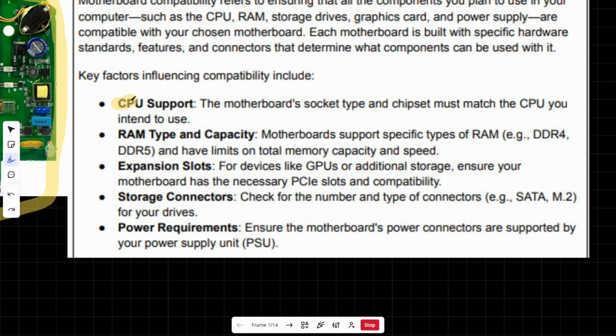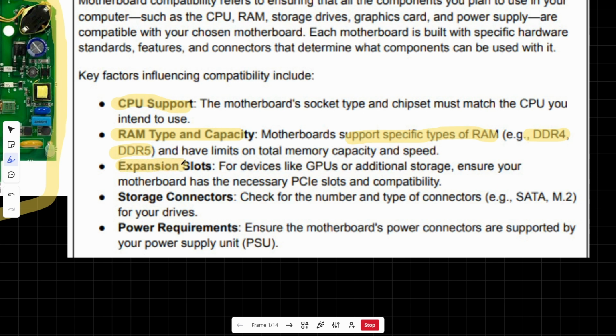So you need to make sure it's compatible with the CPU. Motherboards are not compatible with all CPUs. They are compatible with specific CPUs. They are not compatible with all RAM types and capacities. So motherboards support specific types of RAM. They may have a DDR4 slot or a DDR5 slot. You are not going to be able to use a DDR5 RAM module if your motherboard only has a DDR4 slot. Right? So keep that in mind.